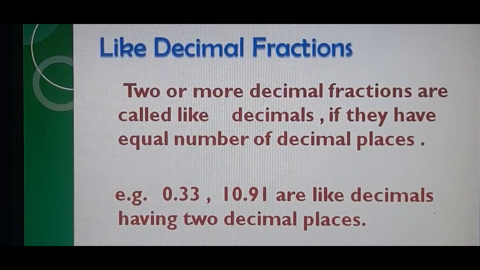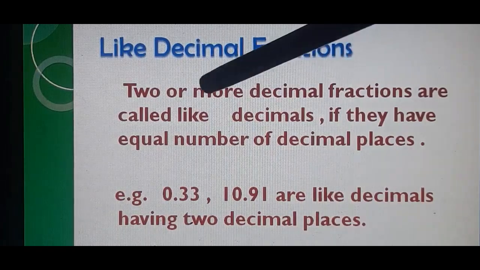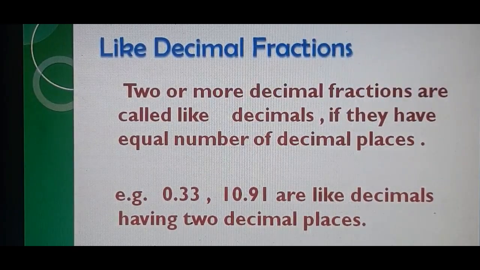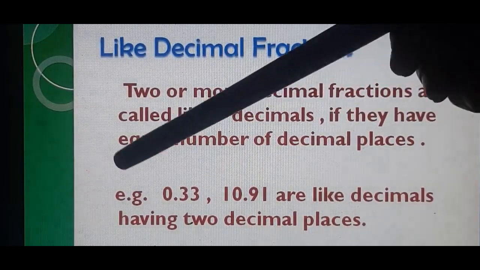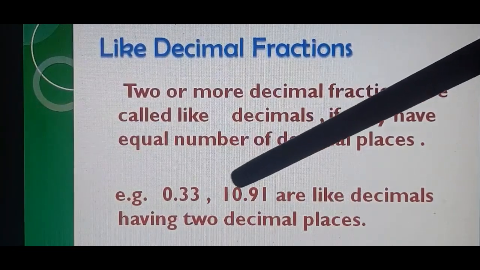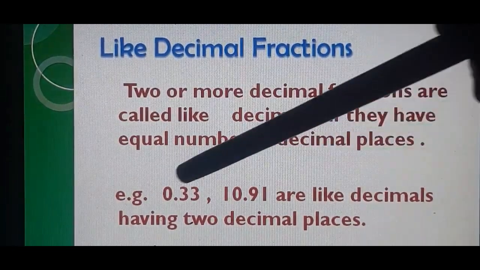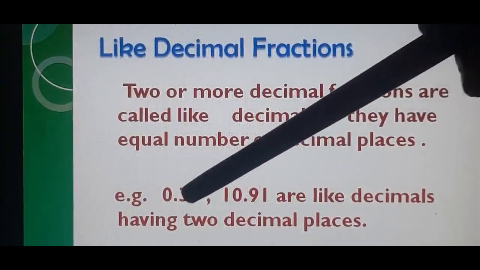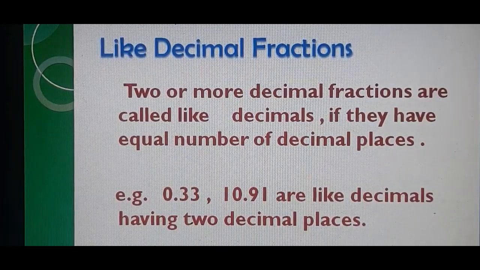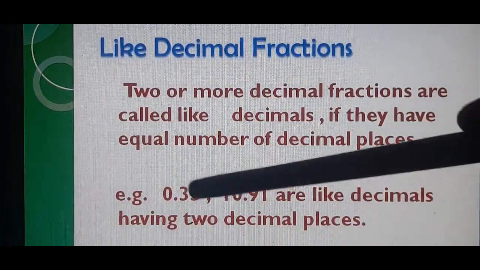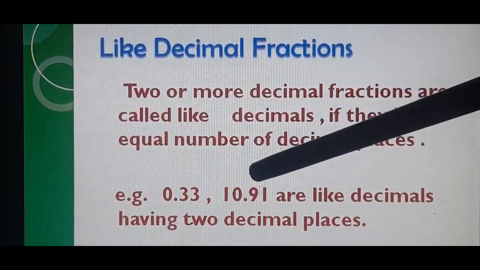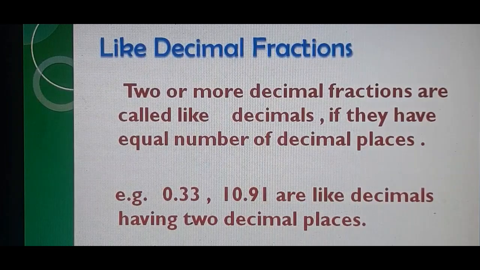Right? Like decimal fractions. Two or more decimal fractions are called like decimals if they have an equal number of decimal places. For example, 0.33, 10.91, these are like decimals because after the decimal there are 2 digits in both, having 2 decimal places. After decimal we are getting 2 digits, means there are 2 decimal places in both these given numbers. So these are examples of like decimals.